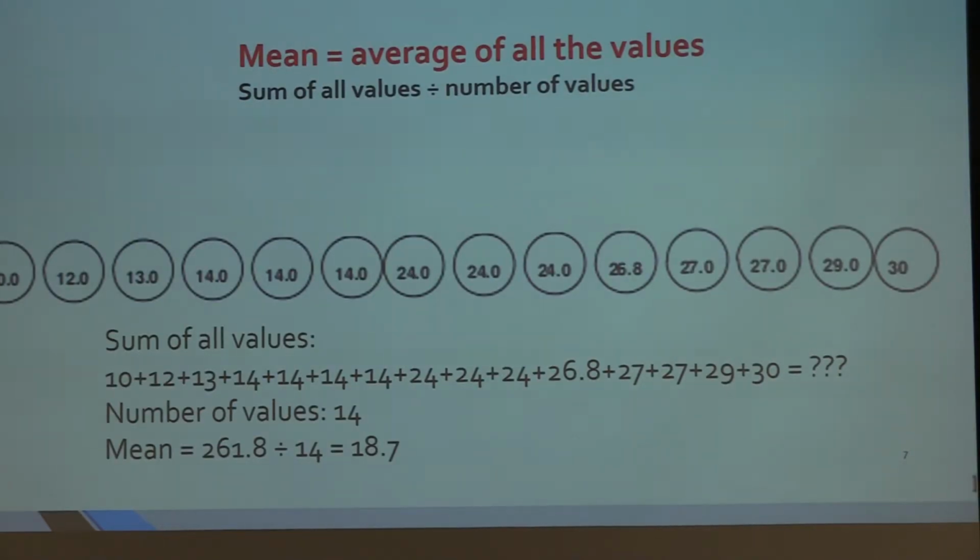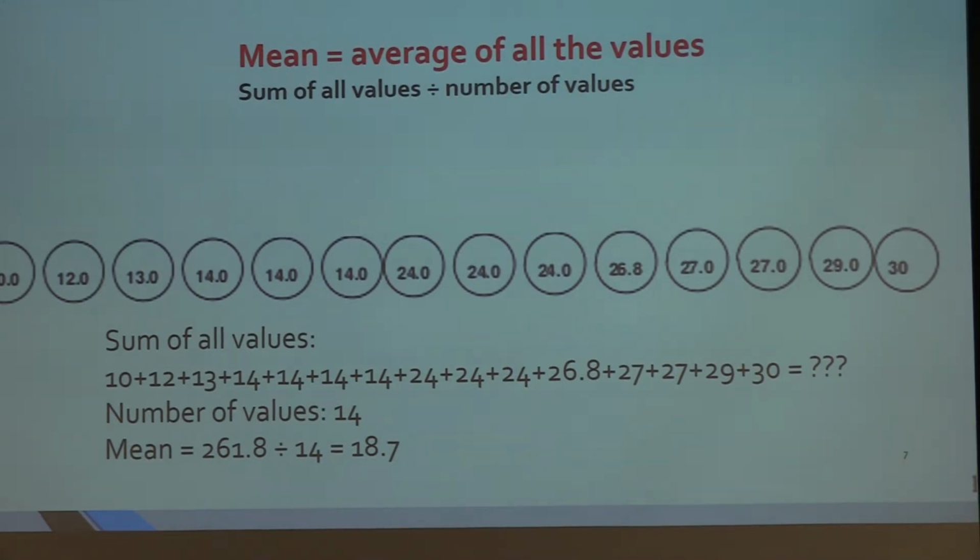Now, the mean is the average of all the values. For example, this is the kind of data set you're going to get. Here we have how many? 14 values. So how do you calculate the mean? It's very easy. You simply add all the values and then divide by the total number of values, so you get the mean. In experimental studies, we should always examine the mean and standard deviation.